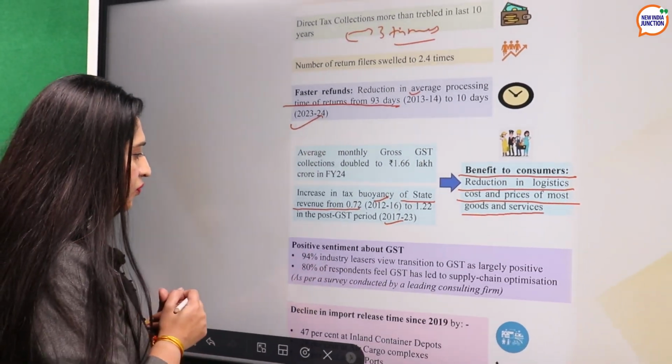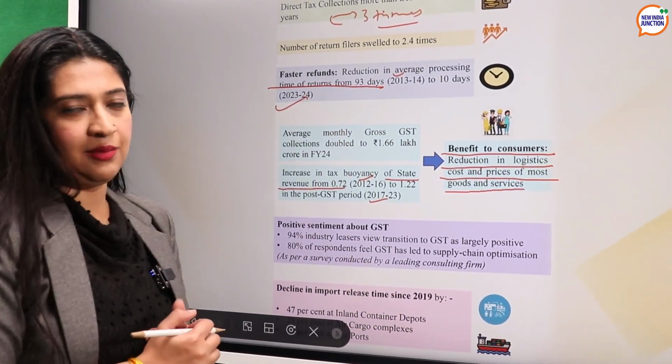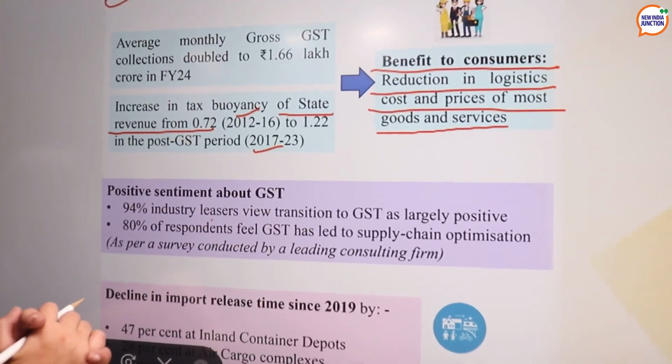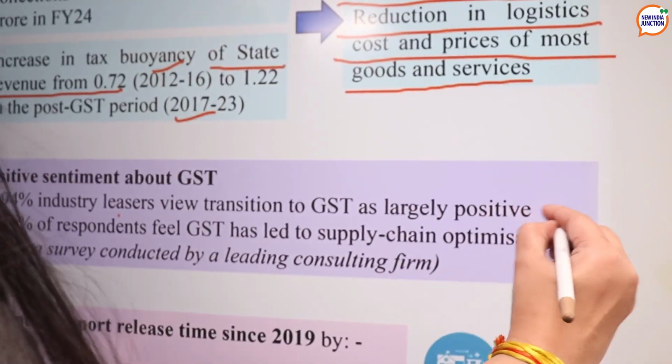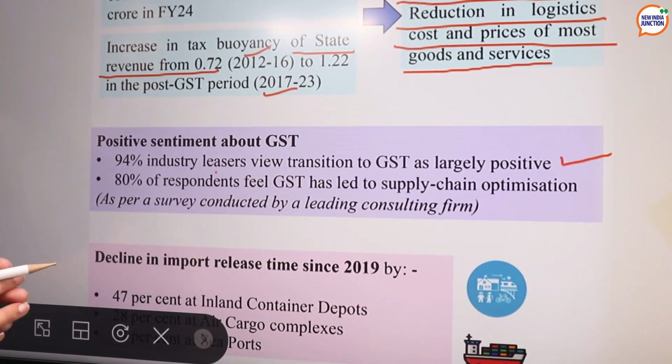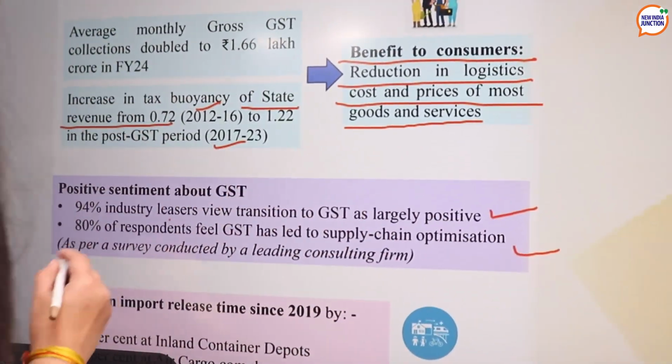Also, let's look at the positive sentiment about GST. It says 94% of industry leaders viewed the transition to GST as largely positive. Also, 80% of respondents feel GST has led to supply chain optimism.